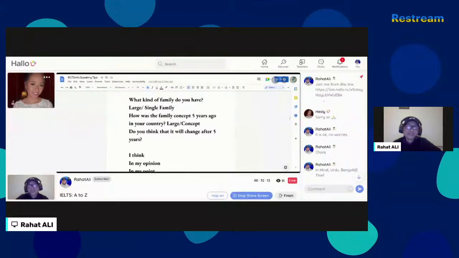What kind of family do you have? It's just a simple question. Large or single family? So you can see this question is in present tense. And the next question is, how was the family concept 5 years ago in your country? What kind of concept did they used to have? Do you think that it will change after 5 years? This is another question.